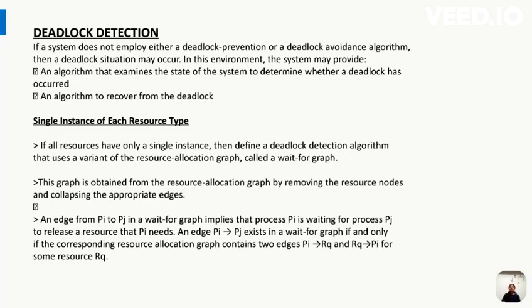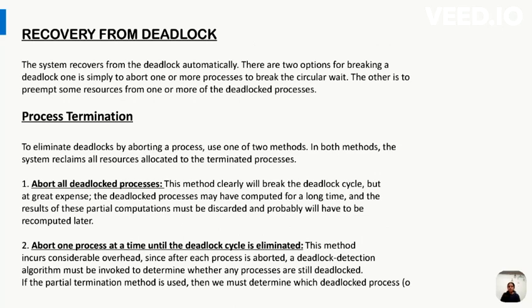Deadlock detection. If a system does not employ either a deadlock prevention or a deadlock avoidance algorithm, then a deadlock situation may occur in this environment. The system may provide an algorithm that examines the state of the system to determine whether a deadlock has occurred. Recovery from deadlock. The system recovers from the deadlock automatically. There are two options for breaking a deadlock. One is simply to abort one or more processes to break the circular wait. The other is to preempt some resources from one or more of the deadlocked processes.